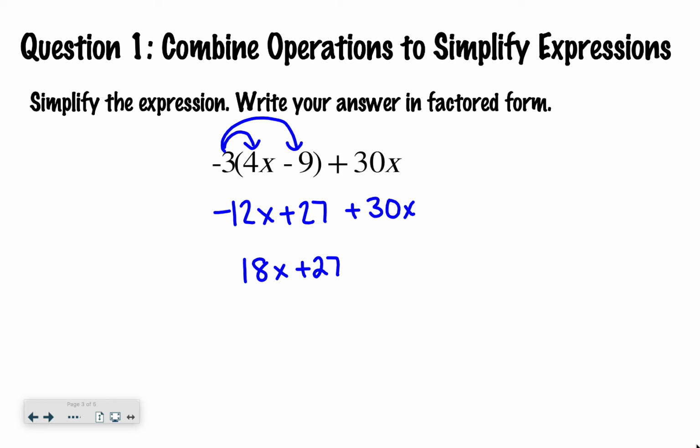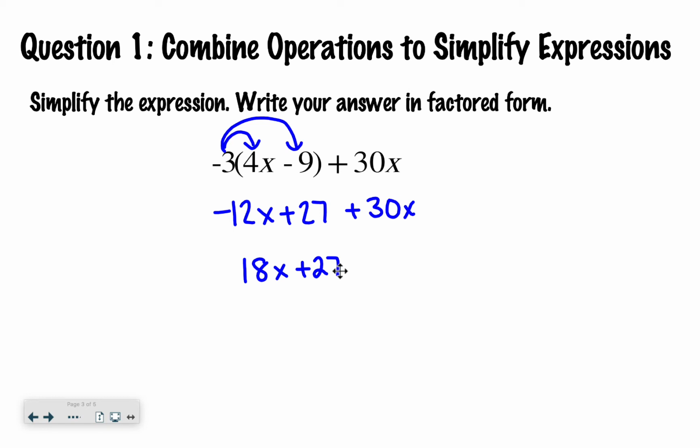Okay, so hopefully for your answer you said -3 times 4x is -12x, and then -3 times a -9 is +27. So you said -12x plus 27, and then we have plus 30x. And you said, hey, I have two x terms again. I can combine those. So I am going to combine -12x plus 30x to get 18x plus 27. So that is my simplified expression.